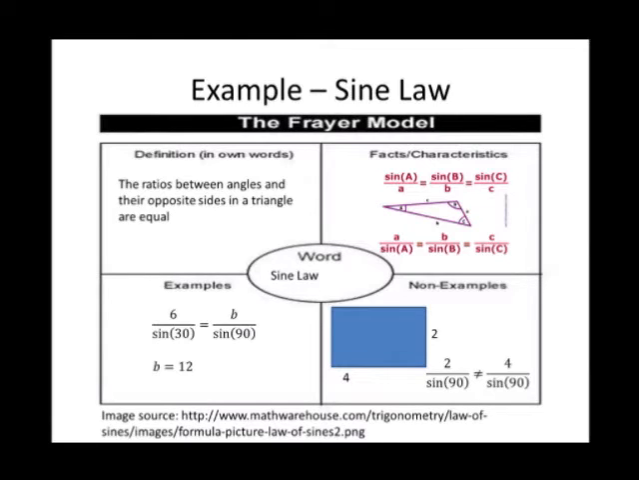I can verify this with a ruler and drawing the triangle to scale. For my non-example, I used a square, and I showed that 2 and 4 do not work if I attempt to use the sine law. They don't have opposite angles, and if they did, sine 90 degrees is always 1.